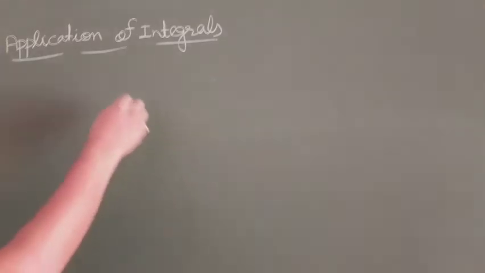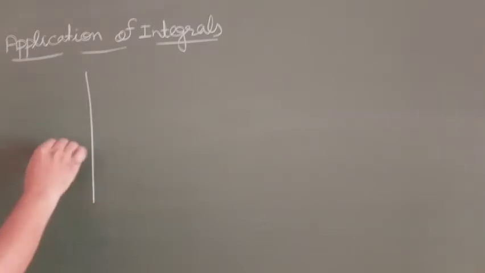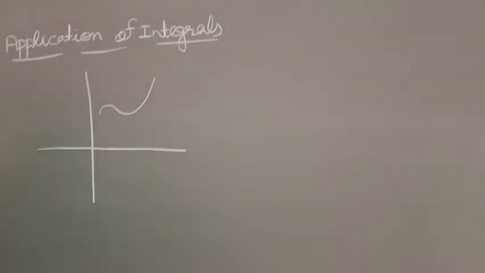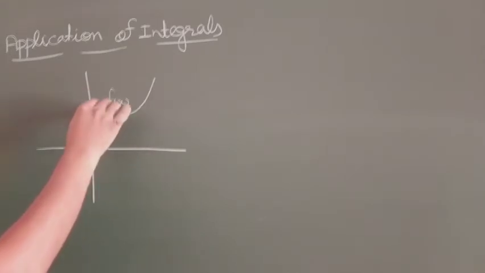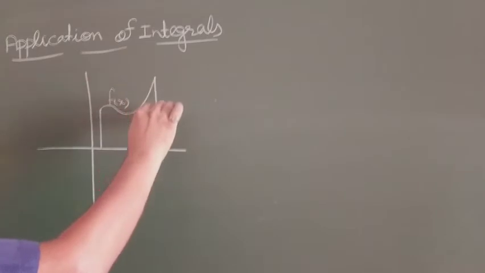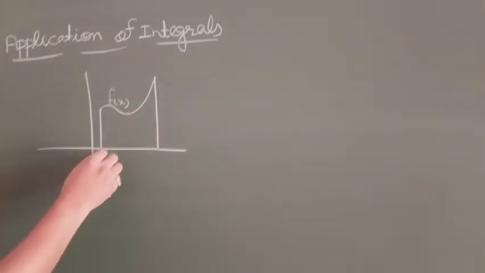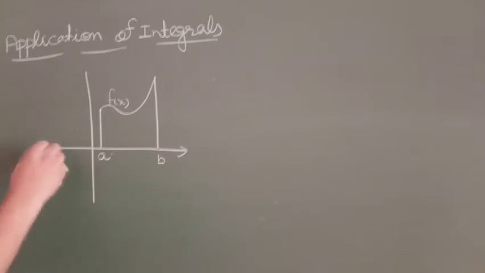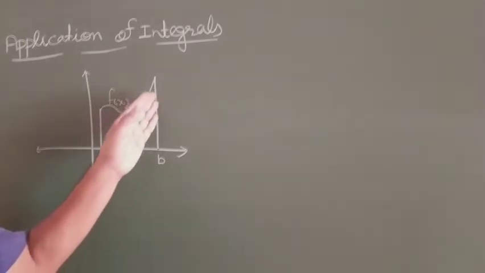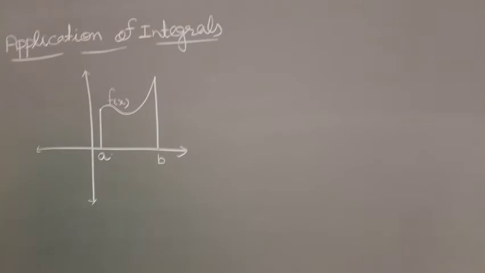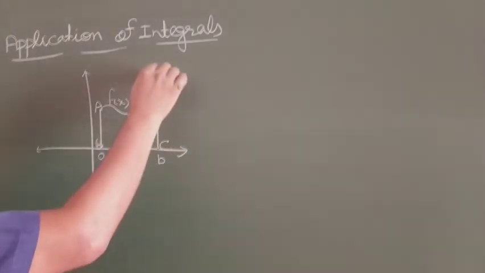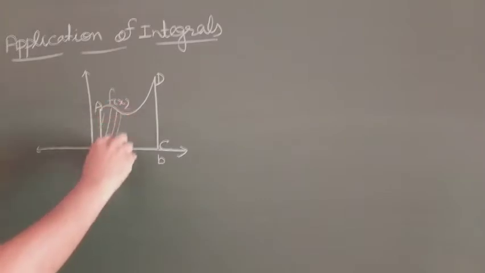So suppose this is a graph of a function f(x) which is continuous, and this is a line given, this is another line, and the values here are a and this is b. Then we can calculate the area enclosed between the lines and the curve. Let us name these points A, B, C, D, and we have to find out this area.